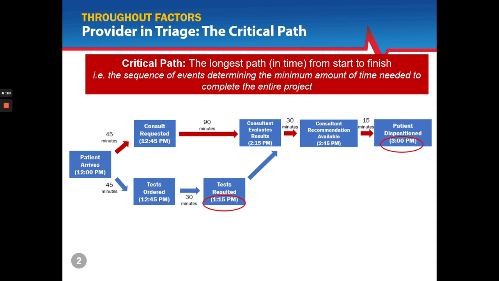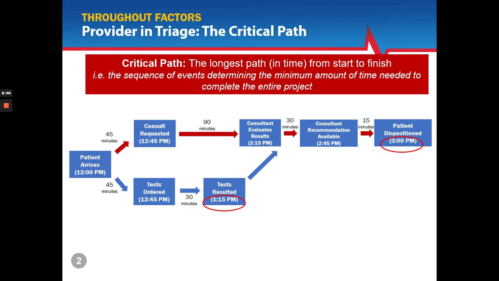Let's say we place a provider in triage, and now we get the patient's tests ordered, say, 15 minutes after they arrive instead of 45 minutes after they arrive. So now the tests are going to be ordered at 12:15 instead of 12:45. It'll still take 30 minutes for those tests to get back, and we'll get those results back at 12:45 instead of 1:15, which was the original situation without a provider in triage. That's great, right? Well, sort of.